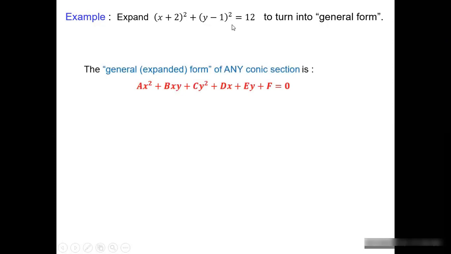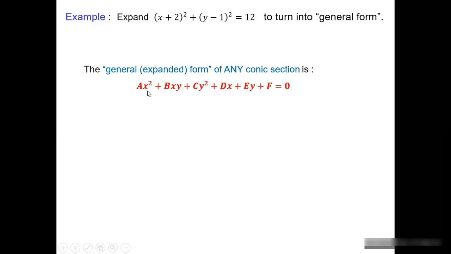So let's take a look at this equation again. And we'd like to now expand this equation into what we refer to as general form. Now, general form means there's no parentheses, and that it's equal to 0 on the right side. So this is the general expanded form for any conic section, no matter whether it's a circle, ellipse, hyperbola, or parabola. The only difference is that some of these terms may disappear.